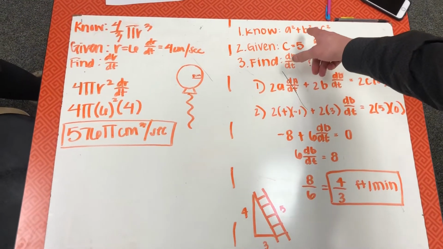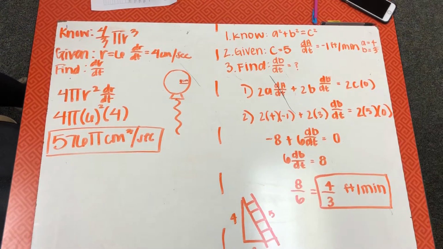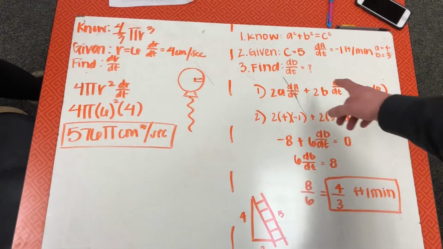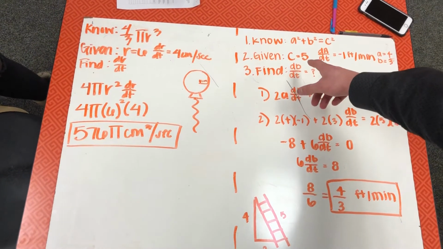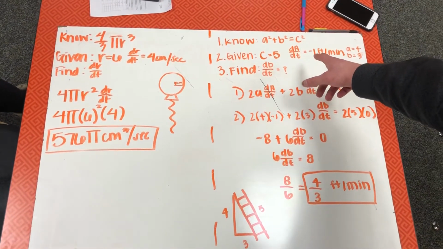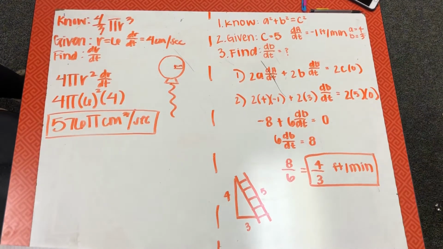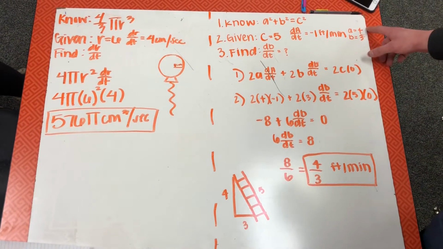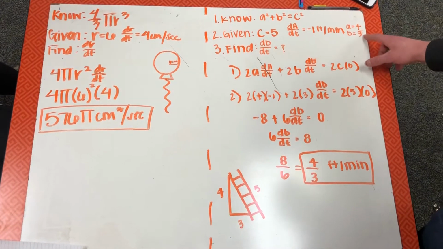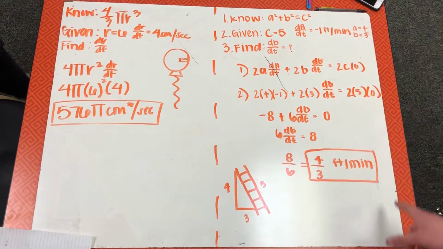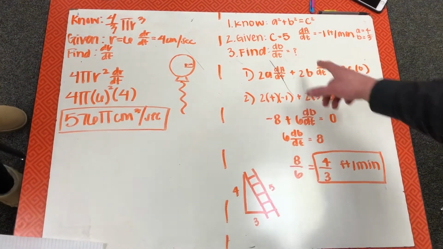So we knew we had to use the Pythagorean theorem, a squared plus b squared equals c squared. We were given c equals 5 and dA over dt equals -1 foot per minute. We solved for a and b using the Pythagorean theorem, and we knew we had to find dB over dt.